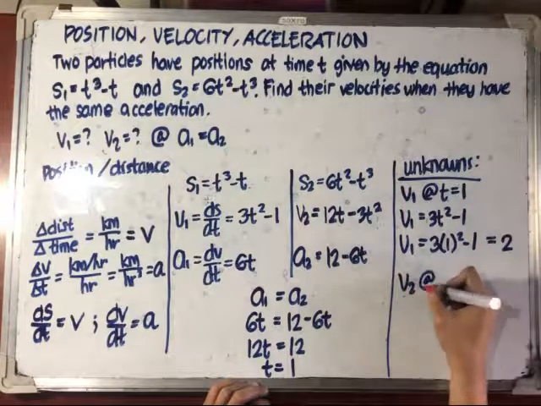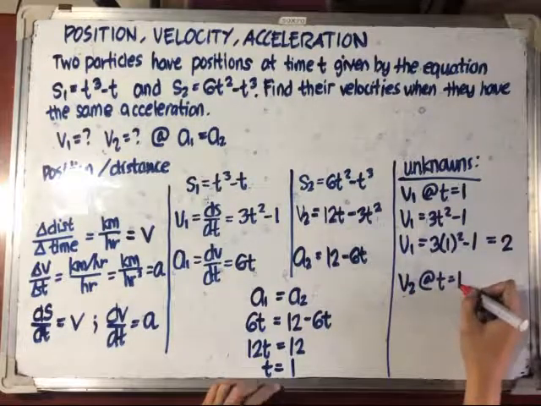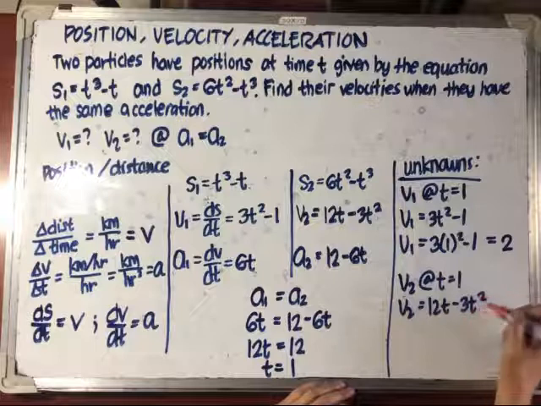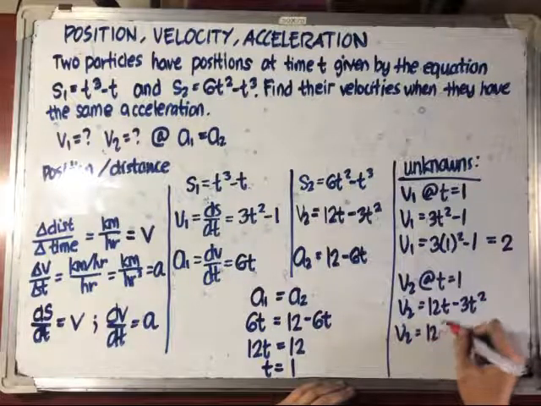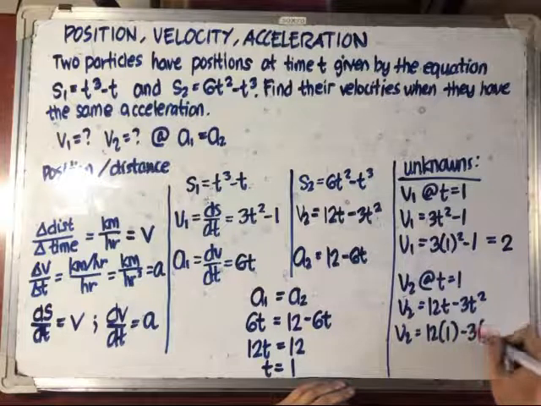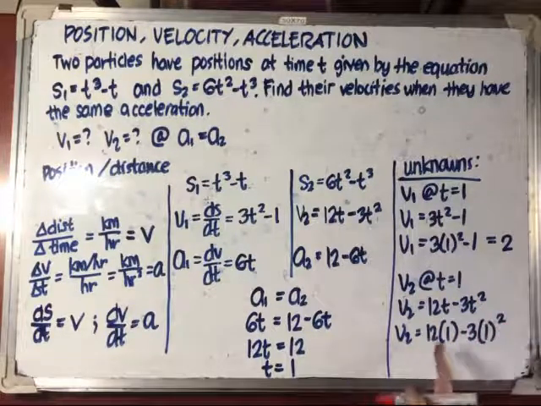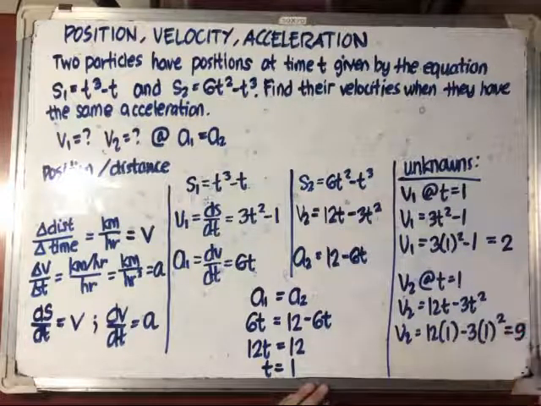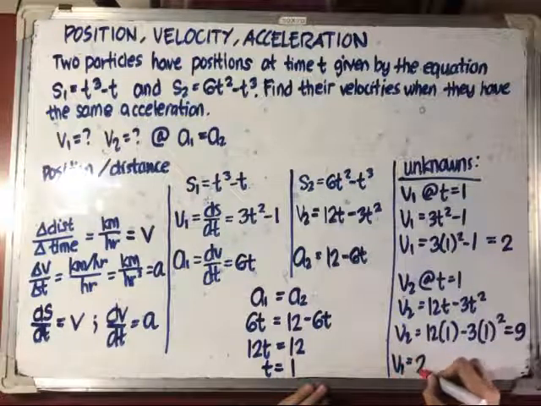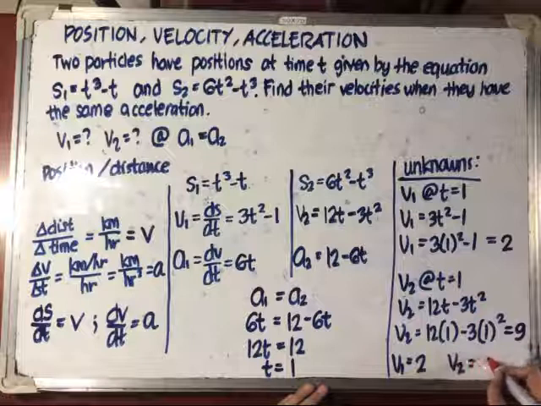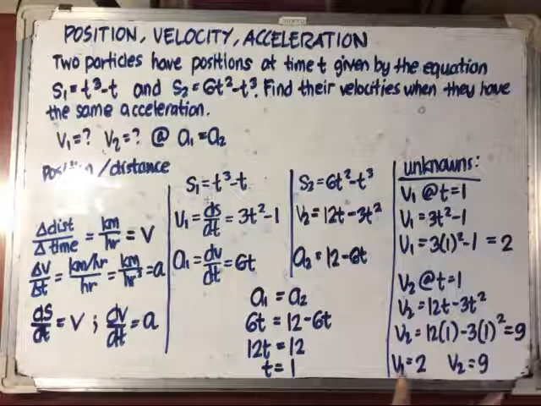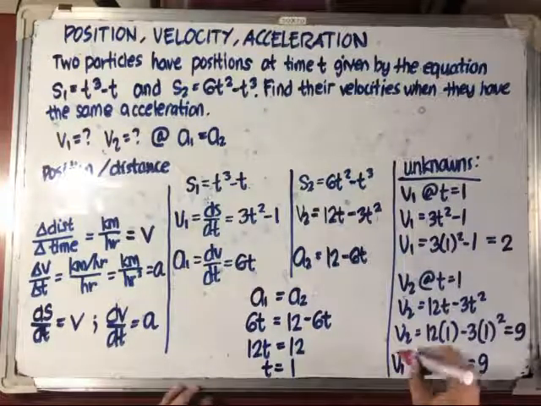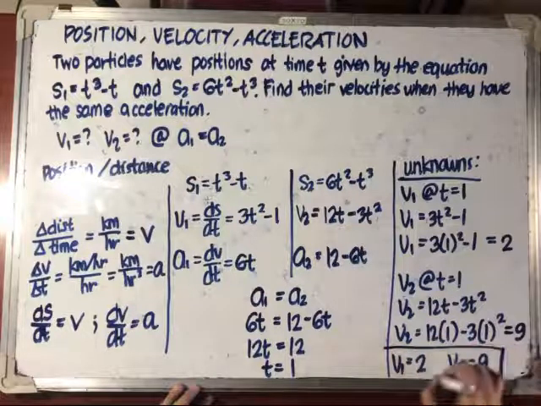Whereas V2 naman at t is equal to 1 as well, what is our formula? We have V2 12t minus 3t squared. Substituting 1, that would be 12 times 1 minus 3 times 1 squared. 12 times 1 is 12 minus 3 is equal to 9. Therefore, we have V1, 2 units of velocity, V2, 9 units of velocity. Kung ganito na daw yung velocity, magiging equal ang acceleration, and that will happen at time equal to 1. This would be our final answer.